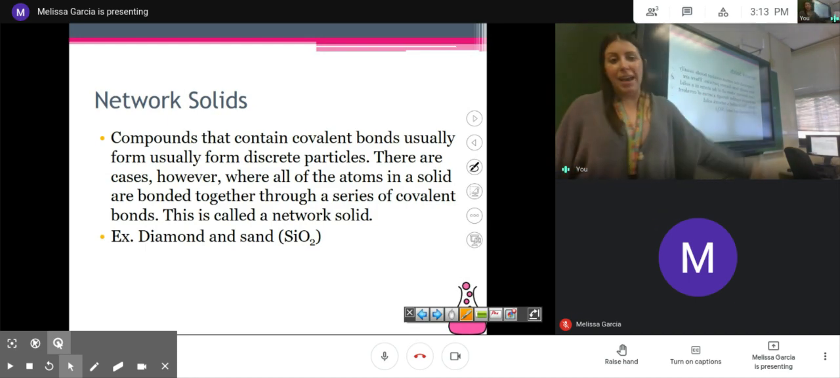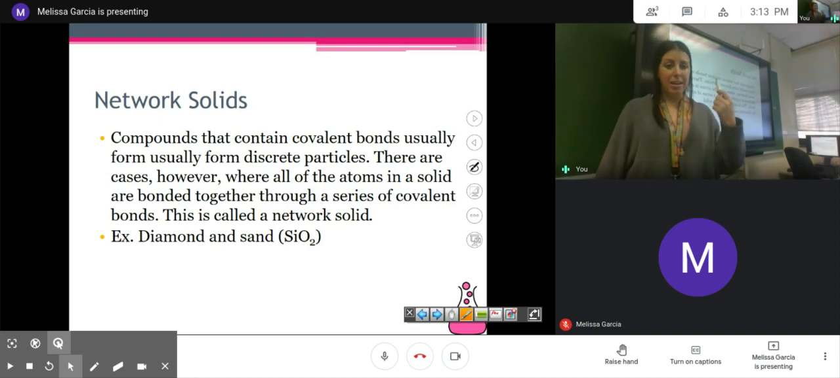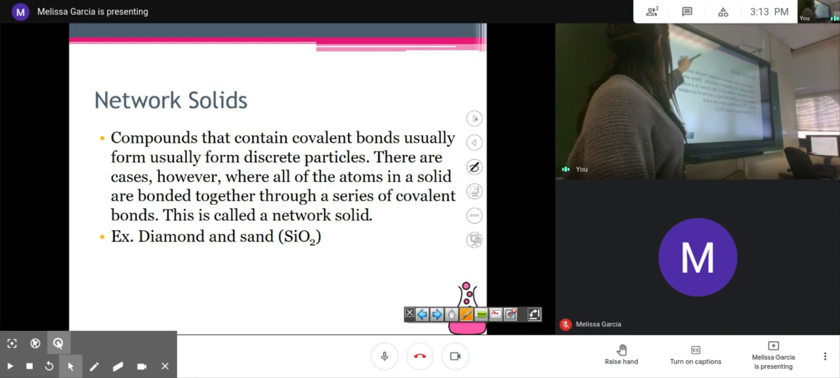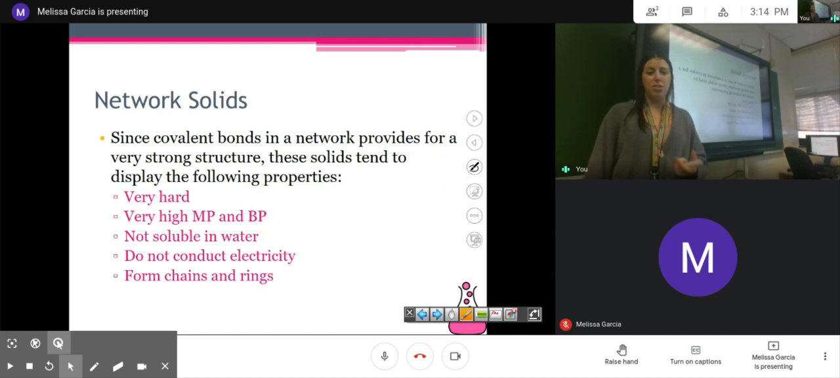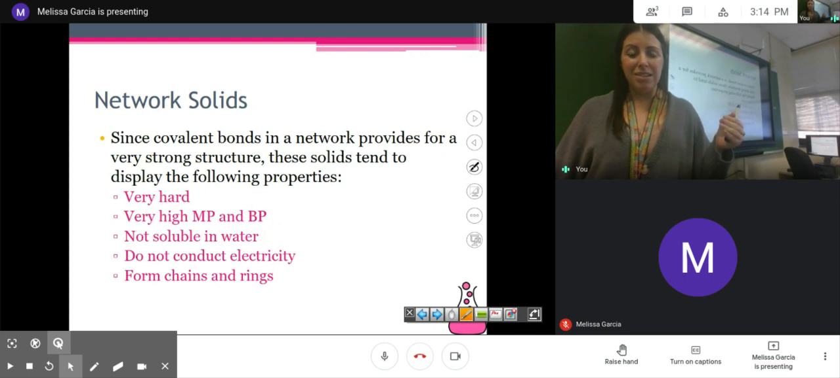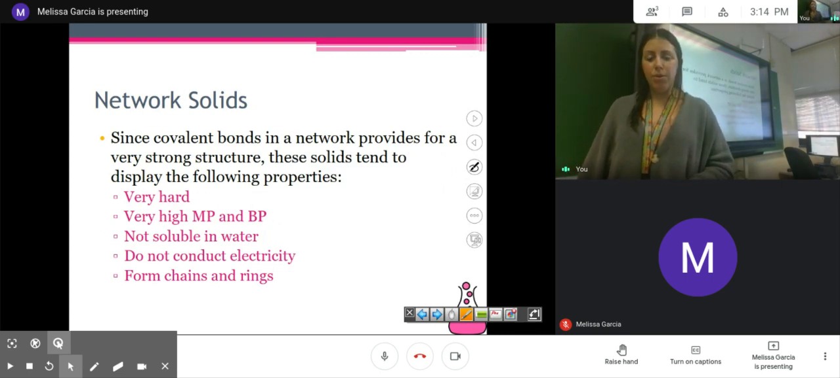Another example would be SiO2 or silicon dioxide, or we could call it sand. That will also exhibit this network bonding. So since covalent bonds in the network solid provide a really strong structure, these solids will tend to be very, very hard, much harder than any other type of solid. They'll have really super high melting and boiling points. They're not going to be soluble in water at all, so they won't dissolve in water.